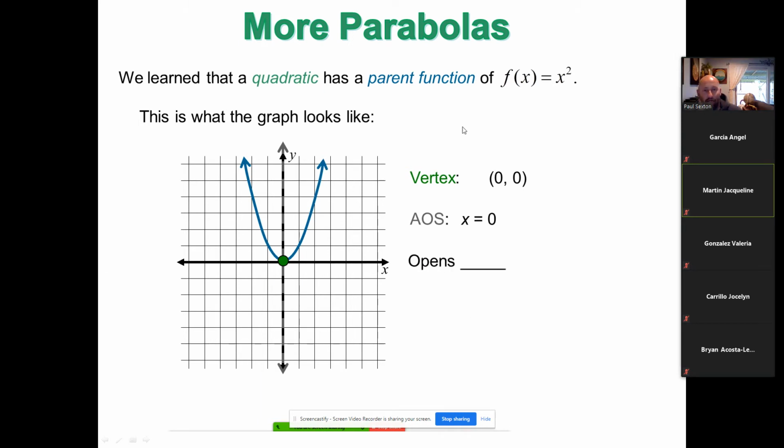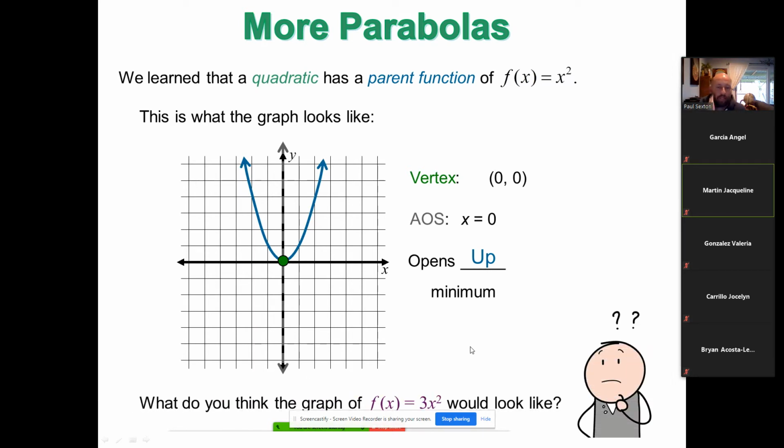Because it's positive here, this graph opens up, and because it opens up, it has a minimum, right? Because it's at the bottom of your graph. It's at the very bottom. Your graph never goes below that point.